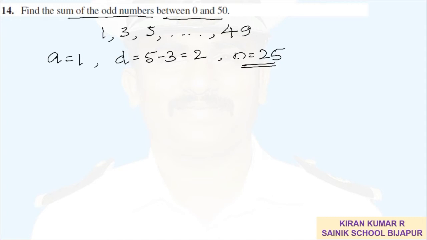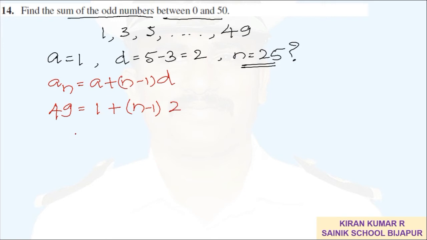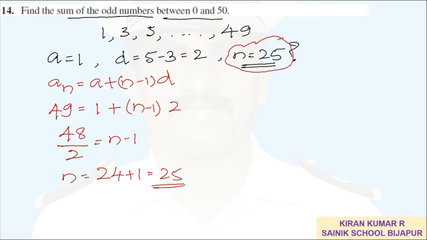How did I get this n? Let me change the color of the ink and find it out. I'll make use of the formula an equals a plus n minus 1 into d. an is 49. The first term is 1. n minus 1 into the common difference, which is 2. So 48 divided by 2 will be n minus 1. So n will be 24 plus 1, nothing but 25. This is how n equal to 25 is obtained.